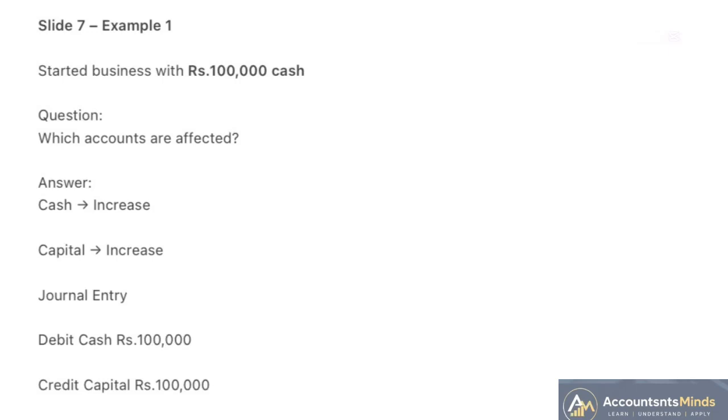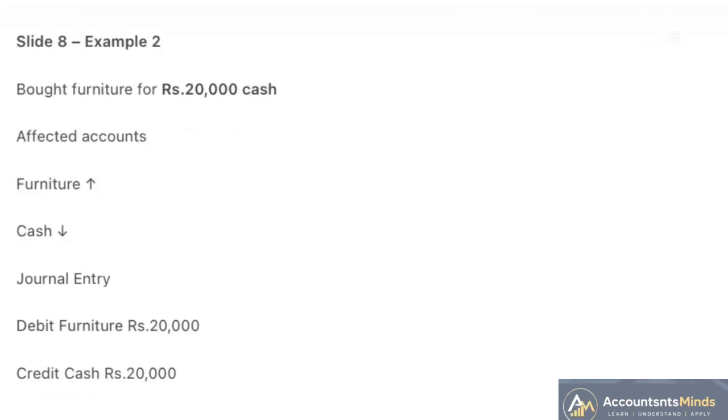Let's move to another example. The business buys furniture by paying 20,000 cash. Which accounts are affected? Furniture increases, cash decreases. Furniture is an asset. Assets increase on the debit side. Cash is also an asset. Since cash decreases, we credit cash. Therefore, debit furniture, credit cash. This example shows that even though both accounts are assets, one increases while the other decreases.